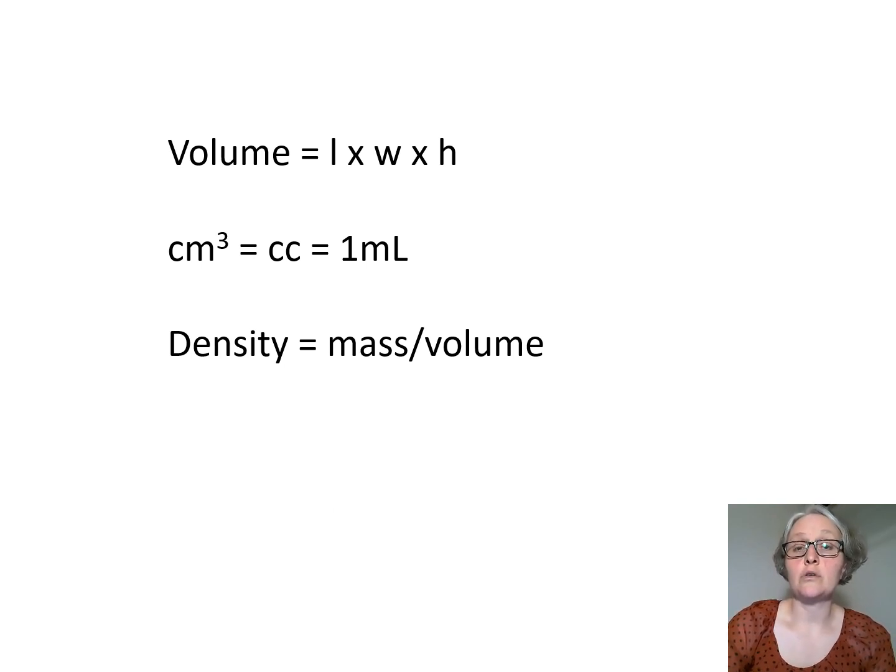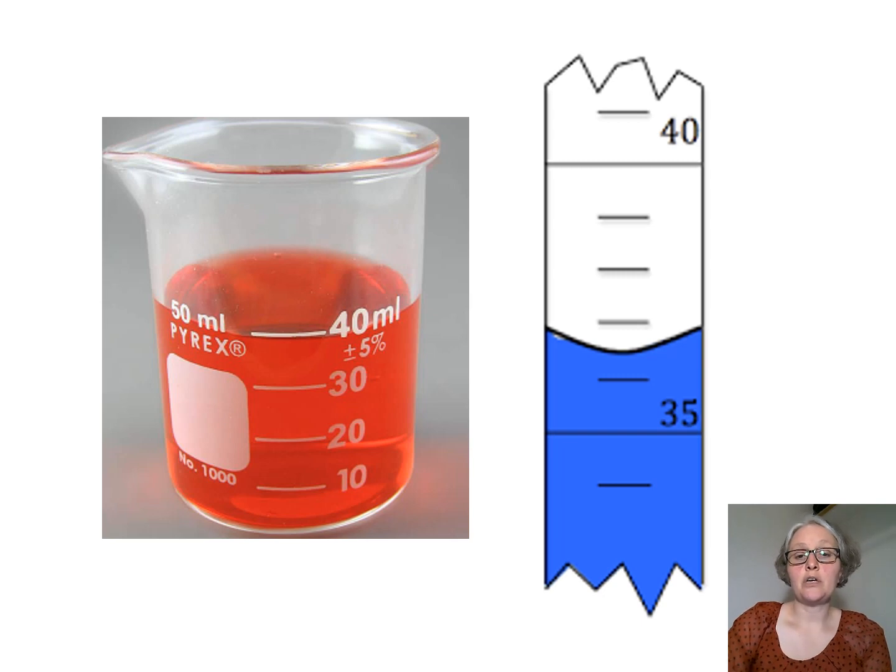Cubic centimeters or centimeters cubed is the same thing as saying cc's, and for water that's also equal to 1 milliliter. We then calculated density. You should be able to do that. That's where we take the mass of an object divided by the volume of the object. From here, we started looking at accuracy.